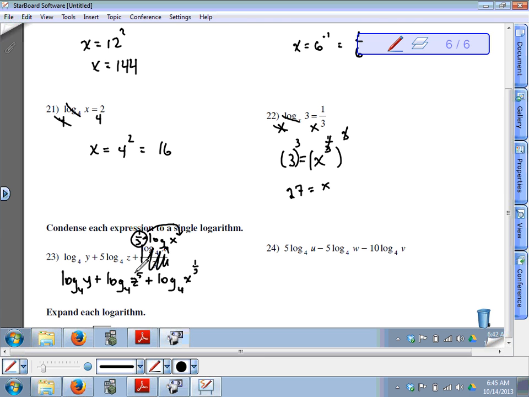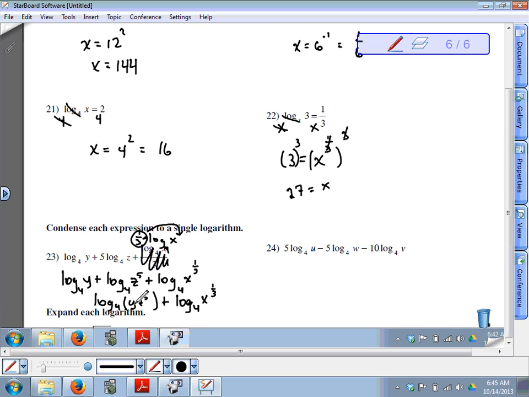I'm going to take these two logarithms, the first two, because there's a plus sign between them, and condense them using the product property. So the y and the z to the 5th need to form a product. So this is going to become log base 4 of y z to the 5th plus log base 4 of x to the 1/3.